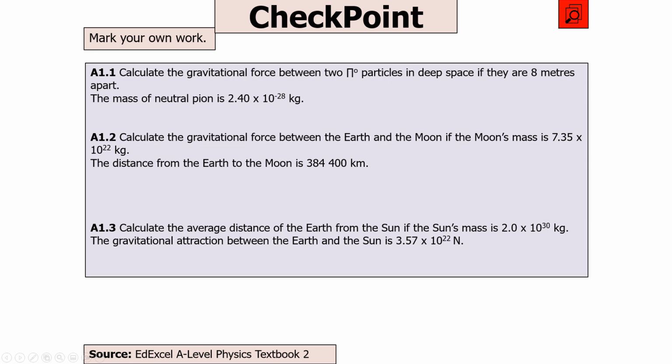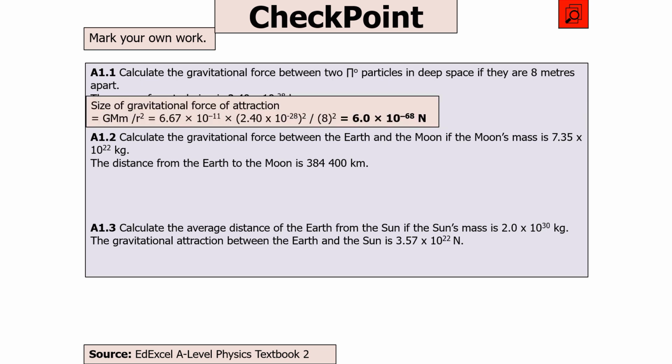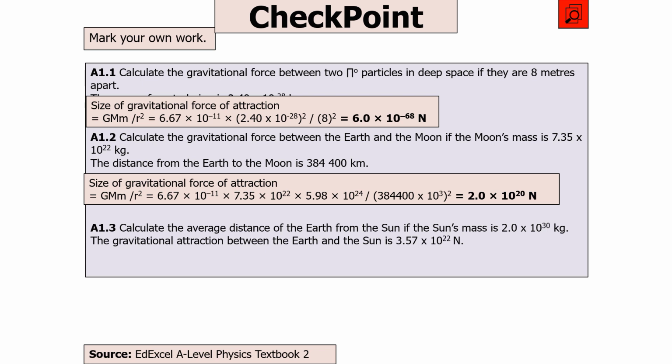So again, in this question, we're going to be using Newton's law of gravitation. F equals GMm over r squared. So you pop in all the values, you work it through, and we get 6.0 times 10 to the minus 68 newtons. This next one again, we'll be using that same law of gravitational attraction.